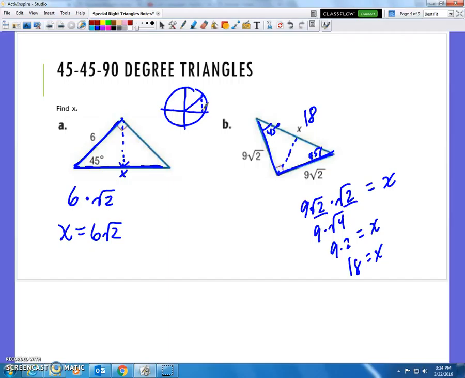Okay, so 45, 45, 90 degree triangles. That's a type of isosceles triangle that is also a right triangle. And the relationship between the legs and the hypotenuse: if you have a leg, you multiply by root 2. If you have the hypotenuse, you go backwards and you divide by the square root of 2. Okay?